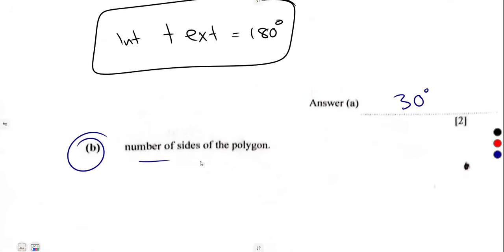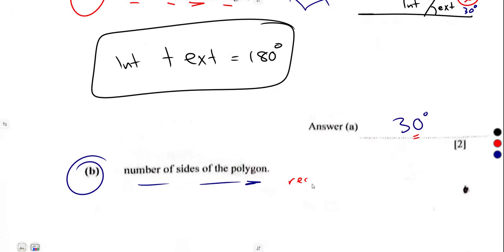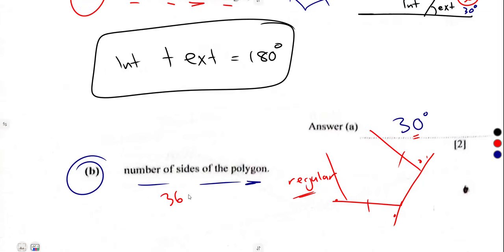And on the other hand, the number of sides of the polygon. For the number of sides, we can use the exterior angle. Remember, this polygon is a regular polygon. So all the exterior angles that we have outside of this regular polygon add up to 360 degrees. So we can use that for calculating the number of sides, because we know that each will be 30 degrees. This one is 30 degrees, this one also 30 degrees.